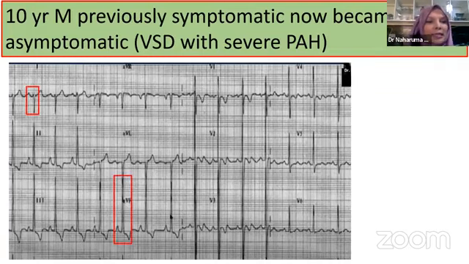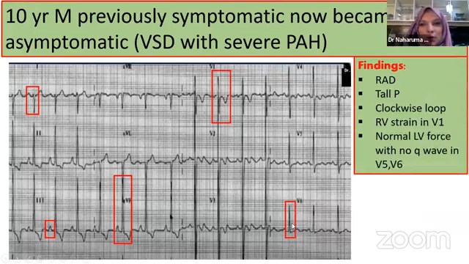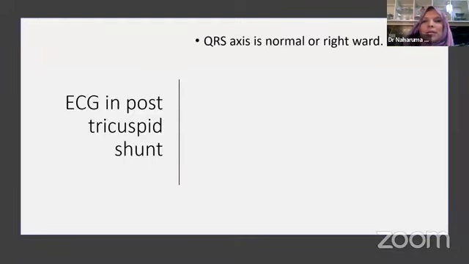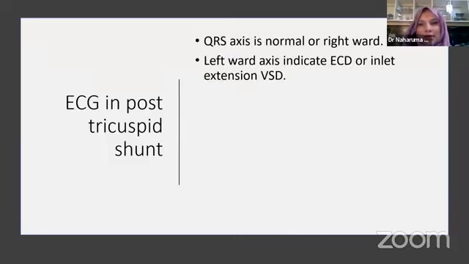And now we are getting that lead 1 negative, aVF positive. So this is right axis, and there is P pulmonale. And if we see, there is tall R with strain pattern, RVH is present. And if we see the LV, there is no Q wave. So there is no volume overload in the left side. And this is a very much a warning sign that right axis with RVH with no LV volume overload is most probably inoperable.